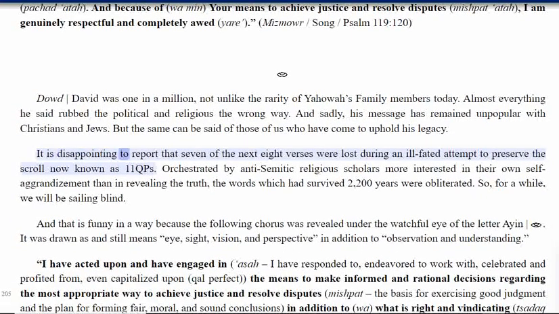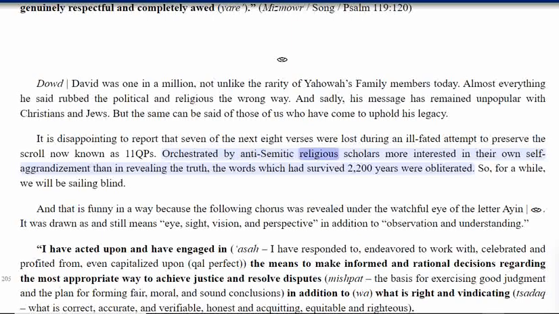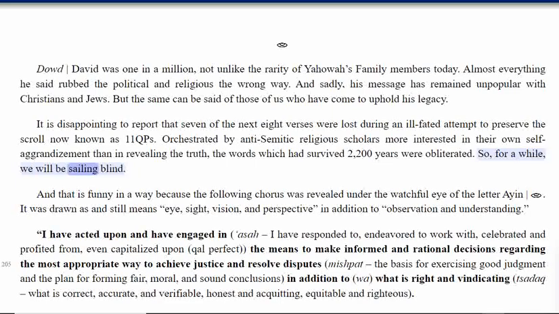It is disappointing to report that seven of the next eight verses were lost during an ill-fated attempt to preserve the scroll now known as 11QPs. Orchestrated by anti-Semitic religious scholars more interested in their own self-aggrandizement than in revealing the truth, the words which had survived 2,200 years were obliterated. So, for a while, we will be sailing blind.